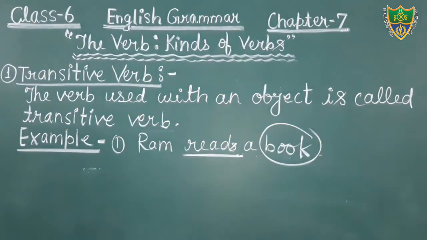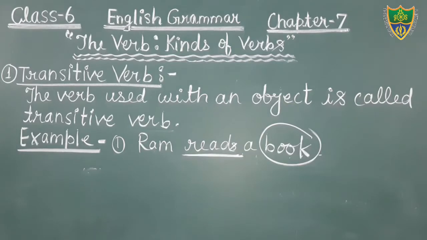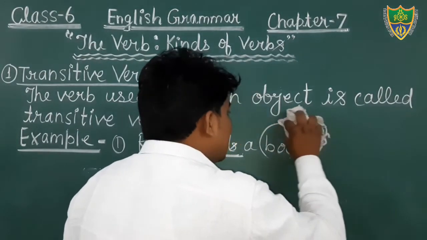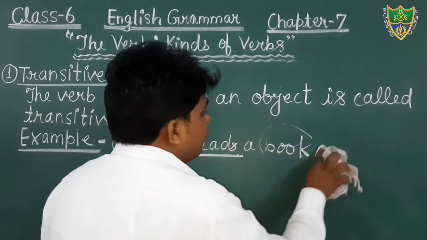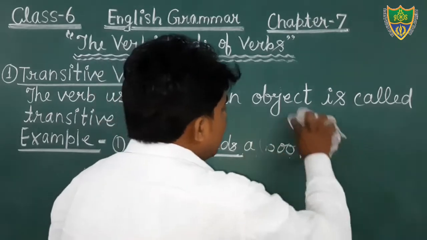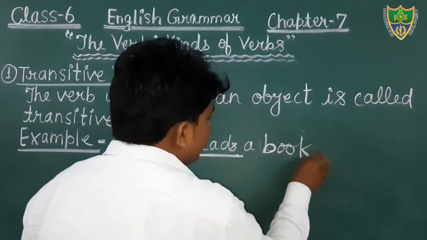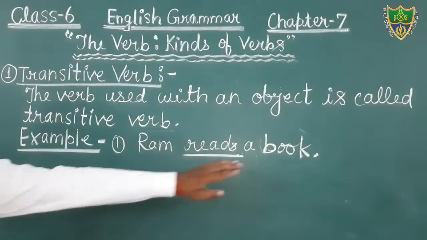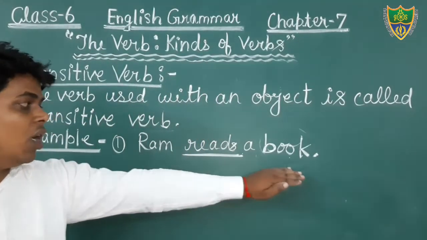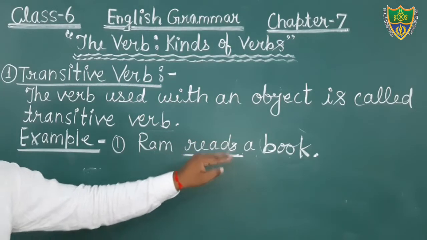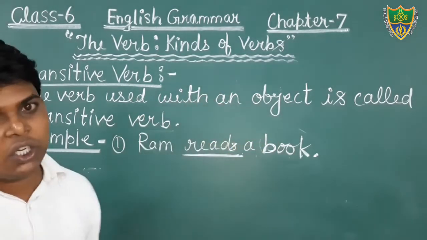Okay, students. So just write the example. Ram reads a book. In this sentence, what is verb? Reads. What kind of verb? That is transitive verb. Why? Because there is an object. What is object in this sentence? Book. Okay, student, just see. Ram reads a book. In this sentence, the word reads is verb, and what kind of verb? That is transitive verb.